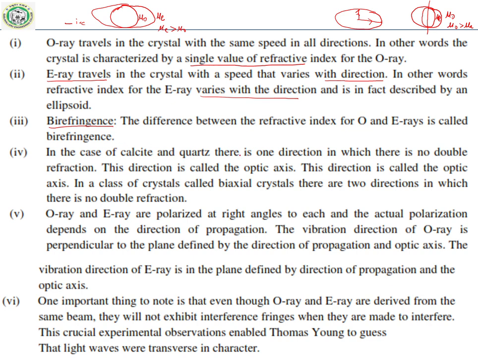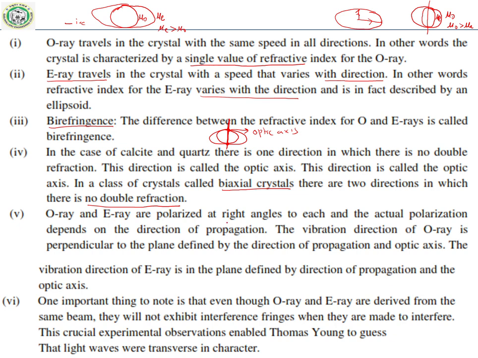In the case of calcite or quartz, there is one direction in which there is no double refraction. So this is the ordinary ray and this is the extraordinary ray. Along this particular direction, there is no separation between the ordinary ray and the extraordinary ray. That is, there is no double refraction along this axis. That's why this axis is called the optic axis. In the case of biaxial crystals, there are two such directions in which there is no double refraction.